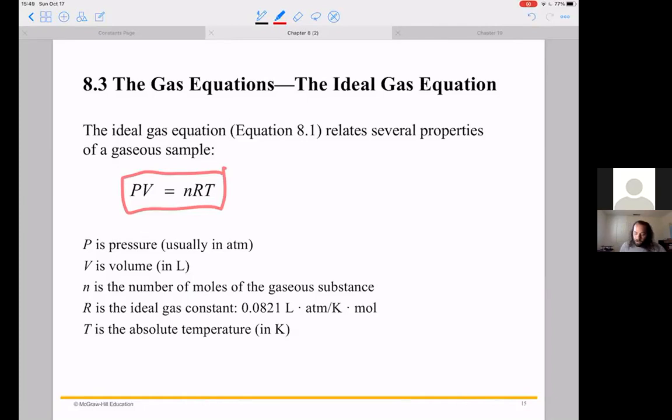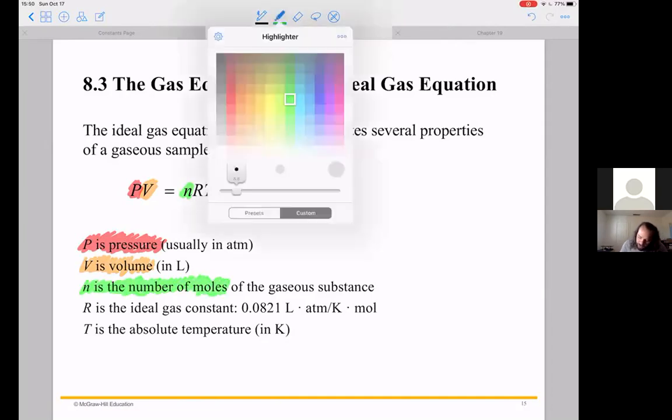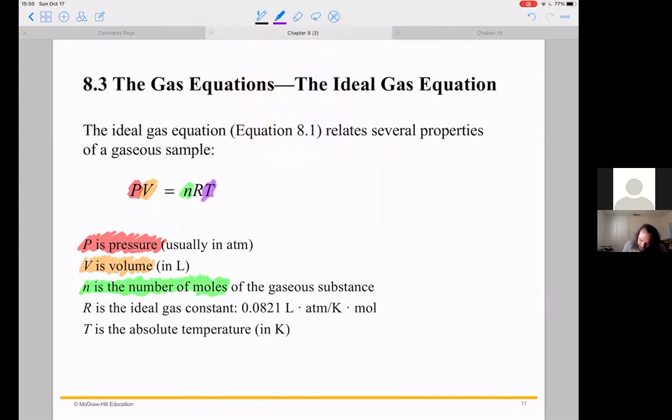So PV equals nRT. And if we want to go through, what are each of these? So the P stands for the pressure of the gas. V stands for the volume of the gas. N is the number of moles of gaseous molecules. Number of moles. And I'm going to skip R for a second and go to just T. T is the temperature of the gas.